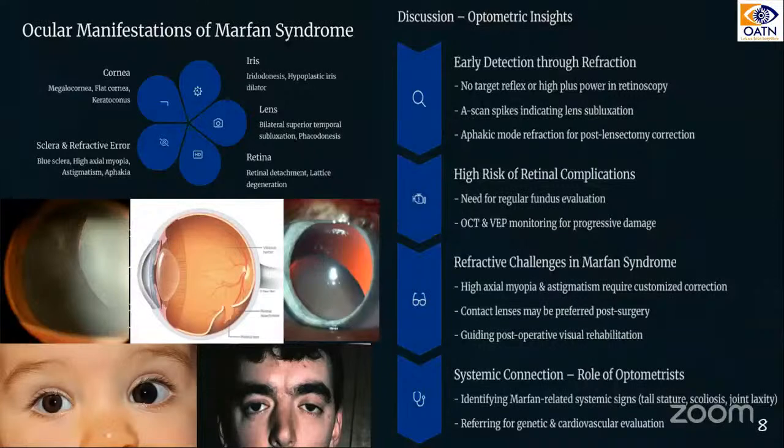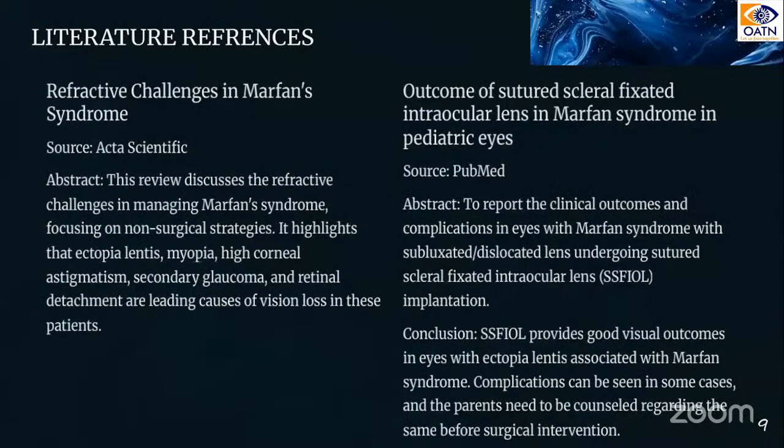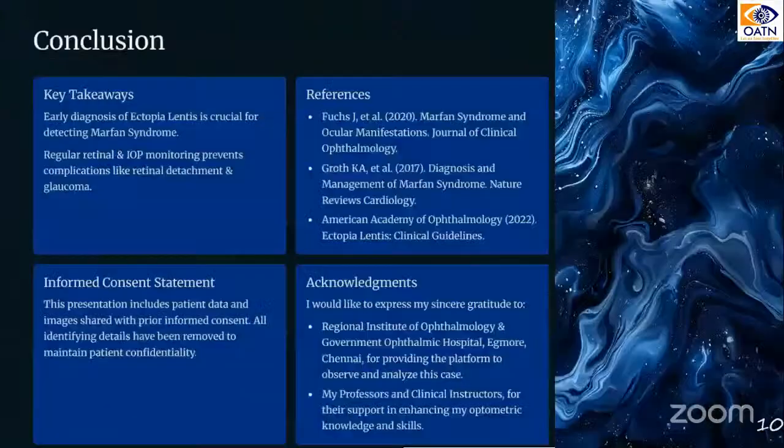Since Marfan syndrome affects multiple systems, optometrists play a crucial role in referring for genetic, cardiac, and orthopedic evaluation. Literature references: studies show that Marfan-related refractive errors can be managed non-surgically with specialized optical correction. Research also confirms SF-IOL as an effective surgical intervention, but highlights potential complications like IOL subluxation, vitreous condensation, and optic nerve changes. To conclude, early detection of ectopia lentis is crucial for diagnosing Marfan syndrome.